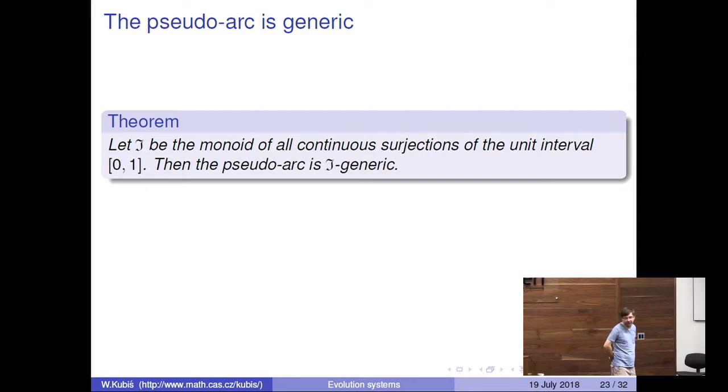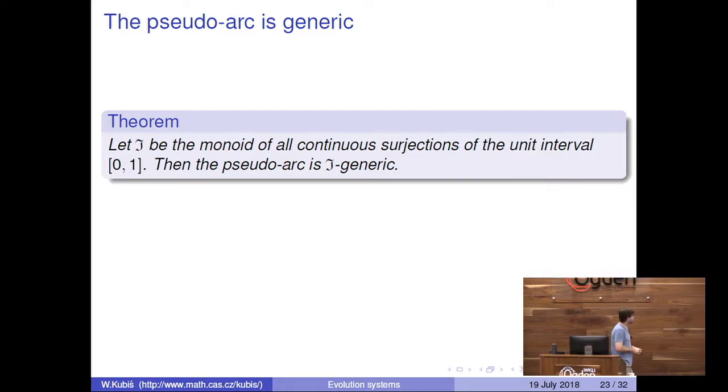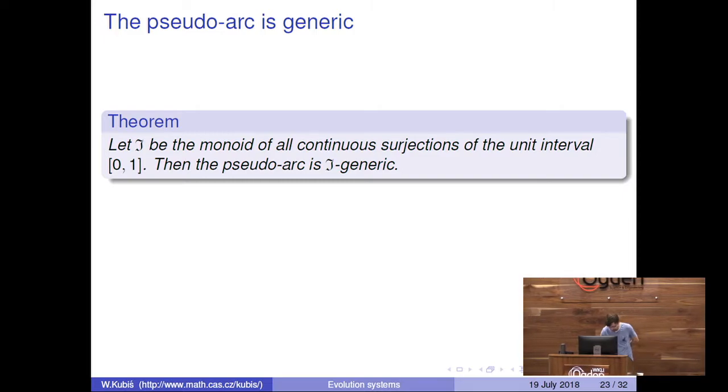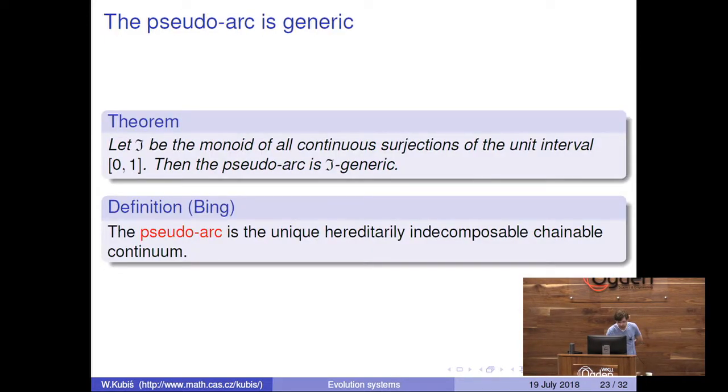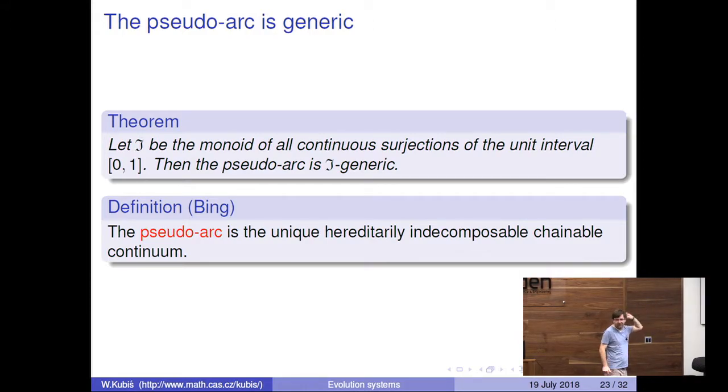Take all continuous surjections of the unit interval. Forget about Fraïssé limits now. Let's come back to these generic objects in terms of the game. It turns out that the pseudo-arc is the generic space. I have to give the definition due to Bing. I'm working with my younger colleague Adam Bartoš to find a better proof of this fact, because this definition is really a theorem.